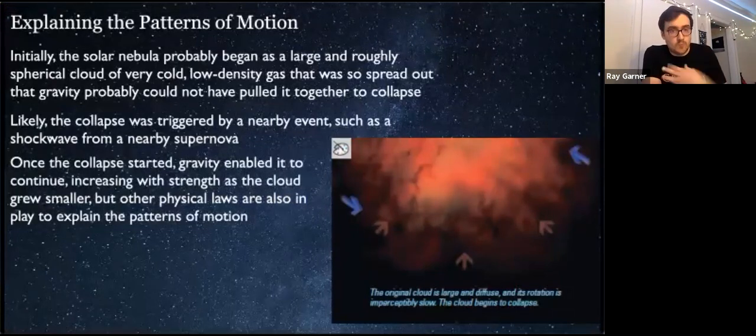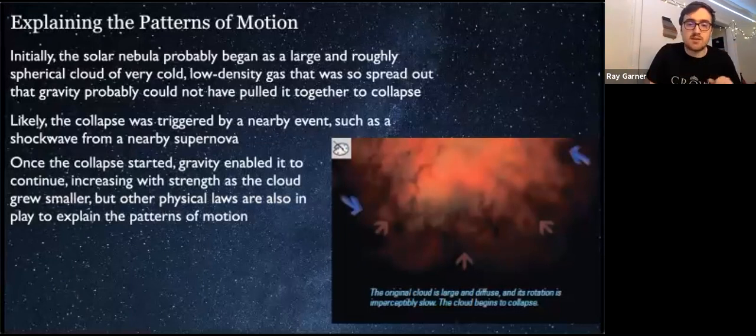What caused it to collapse, we think, was a triggering event. Something had happened nearby, maybe a shock wave from a nearby supernova, maybe a change in magnetic fields, if the gas cloud was electrically charged. Well, it could be a whole host of things. We'll go with the supernova theory for now. But something pushed the gas cloud and allowed it to become unstable and collapse. And once that collapse started, gravity will make that process accelerate, increasing with strength.